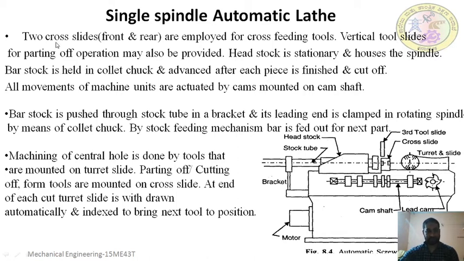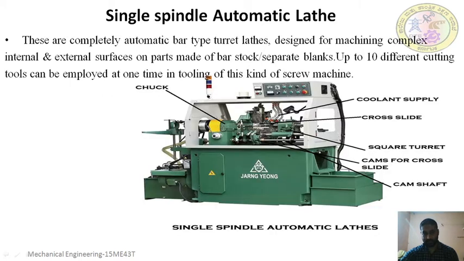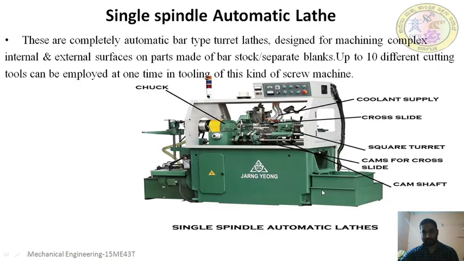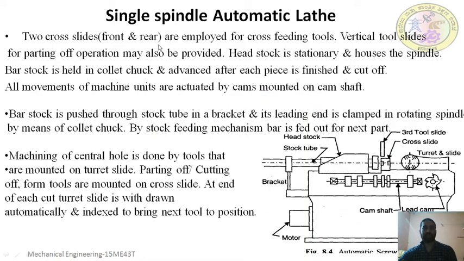See, single spindle, it has two cross slides, front and rear. Here, this one and this one, two we have. This you can see, front and rear. This is the front and this is the rear cross slide, two cross slides, and the remaining are vertical cross slides we have.